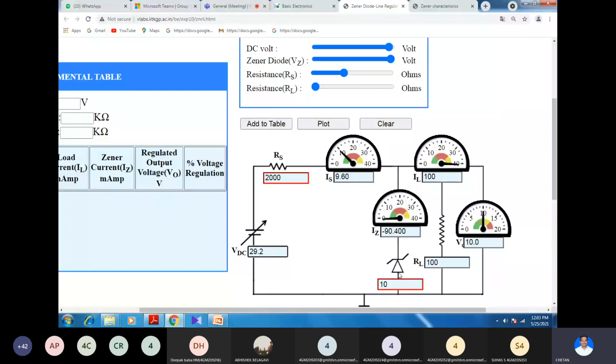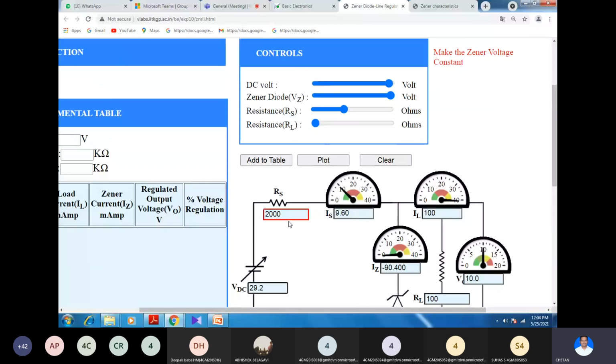Then afterwards you have one more resistance. This is nothing but RL, or load resistance. To measure the voltage across this load resistance, we have a voltmeter connected across it. Along with that, we have one ammeter IL, which is connected in series with this resistance to measure the current through RL, right? So in line regulation, what we have to do initially is maintain a constant value for RS and a constant value for RL.